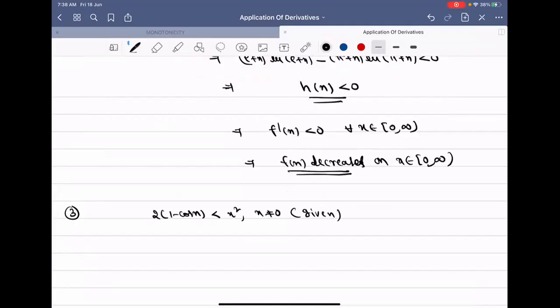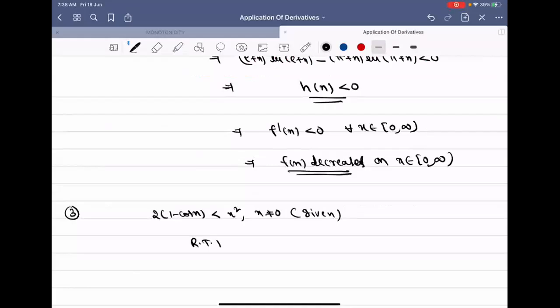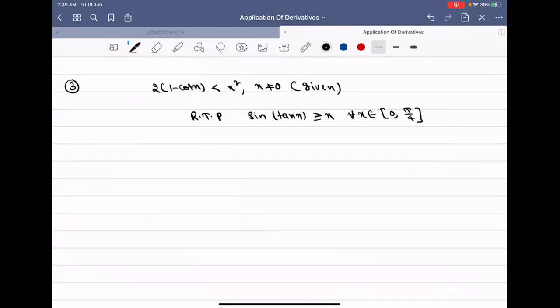So required to prove is sine of tan x is greater than or equal to x. Required to prove: sine of tan x is greater than or equal to x for every x belongs to the closed interval 0 to pi by 4. So to prove it, see now, if you observe, sine of tan x and x have equal values at x equal to 0.